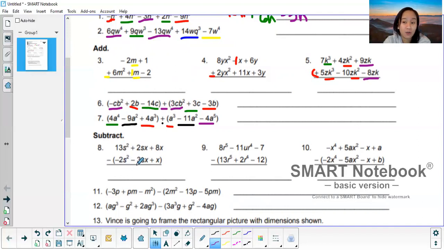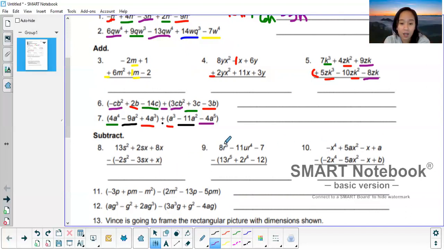And then you write s squared. Okay, so what's 13 minus negative 2? You solve for it. Then for sx, what's 2 minus negative 3? Then for the x, what's 8 minus 1? And so for that, don't forget to write the variables.